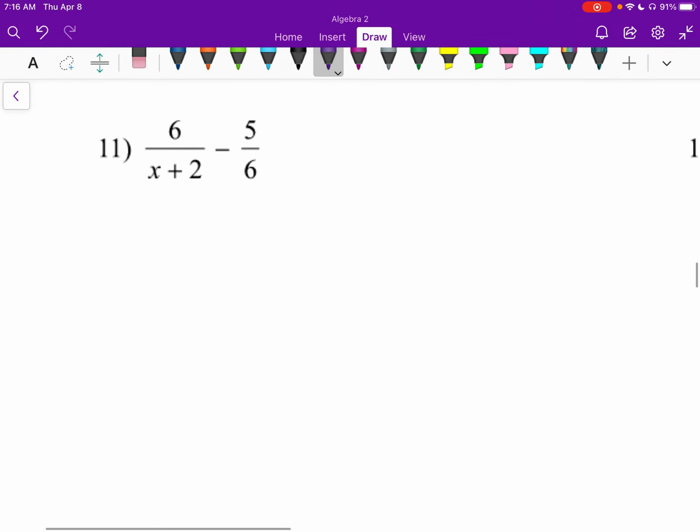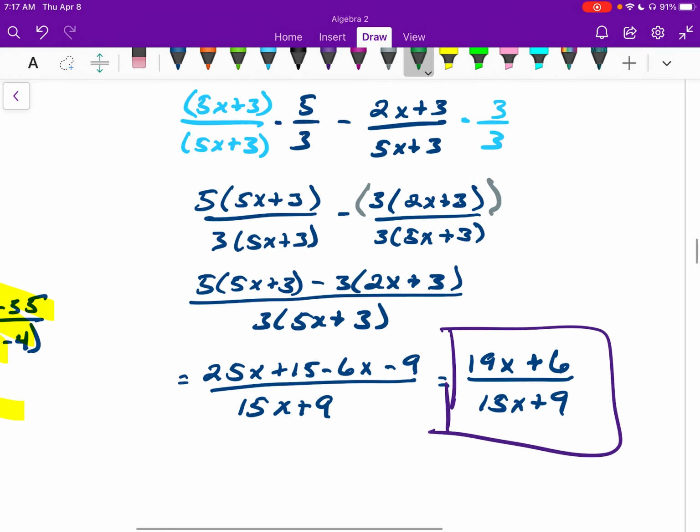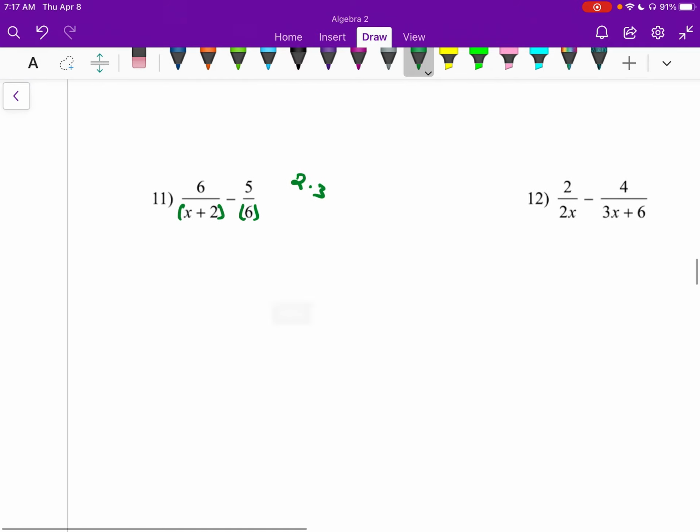Number 11. Same deal. We're not able to cancel anything. There's nothing here that will cancel. So we're going to be able to go straight to multiplying by things on the left and right to get common denominators. One trick to notice: this denominator and this denominator have nothing in common. They are factored as much as they can. Well, I guess the 6 could factor into 2 times 3, but that doesn't help us. If they have no common factors, you're just going to multiply each of them by the other one. And that's what we did in this one here. But sometimes it's good to notice that.